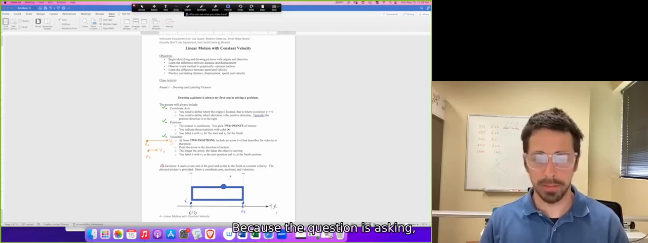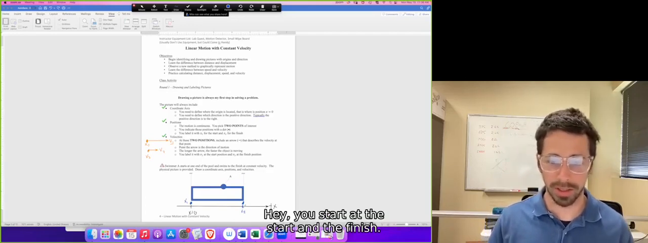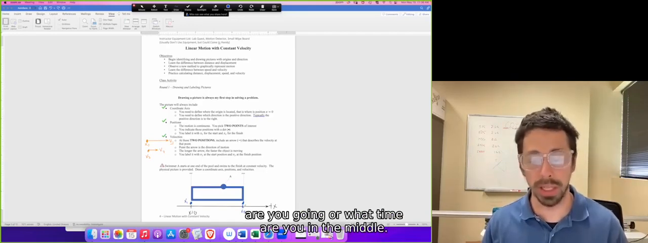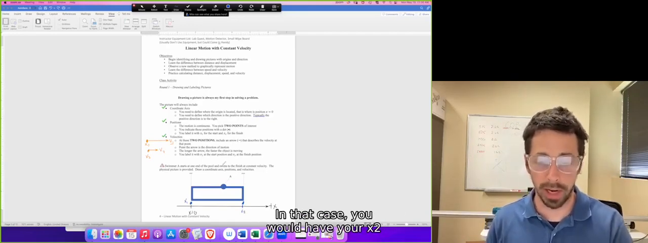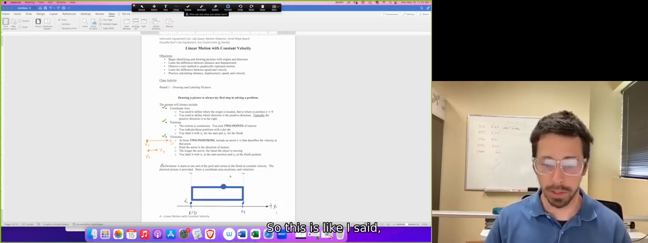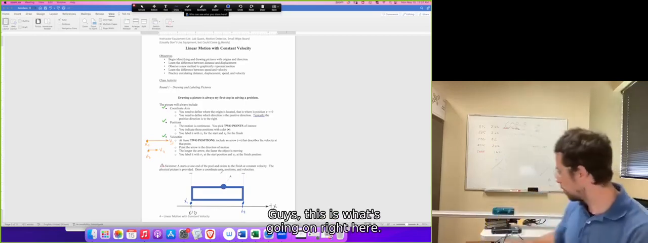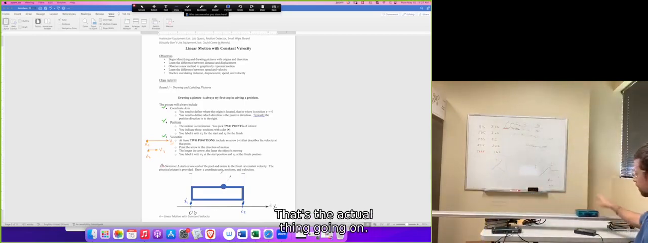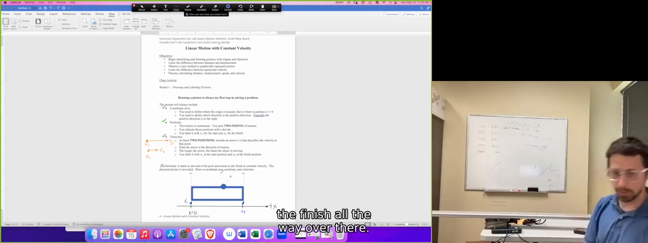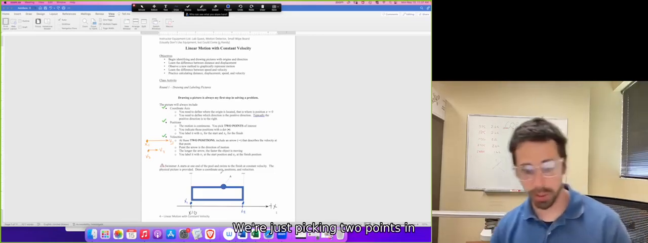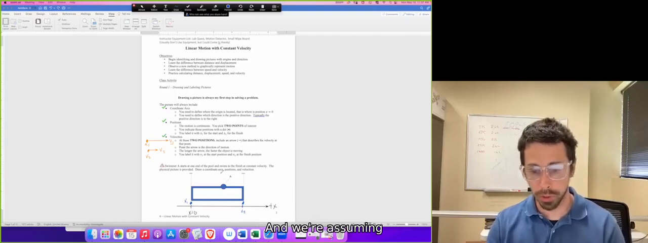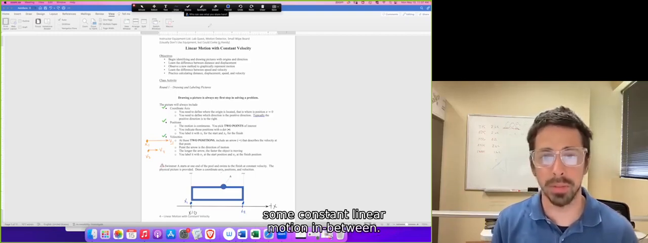Why did I do that? Because the question's kind of asking, hey, you start at the start, you end at the finish. I could say, how fast are you going, or what time are you in the middle? And in that case, you would have your x2 moved to the center of the pool. Like I said, guys, this is what's going on right here. That's the actual thing going on. The swimmer gets to the finish all the way over there. We're just picking 2 points in this motion to draw our picture, and we're assuming some constant linear motion in between.